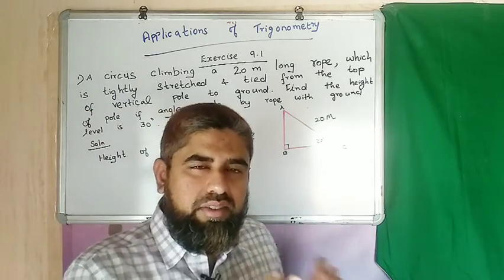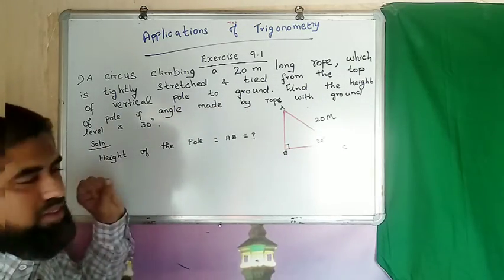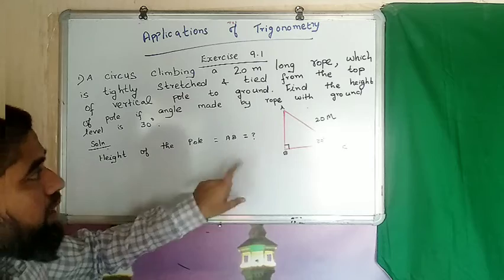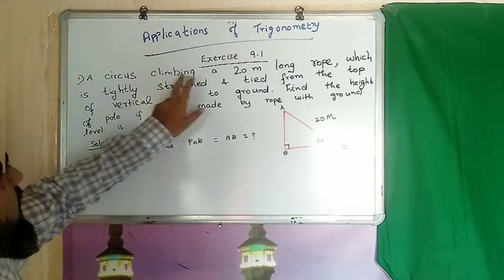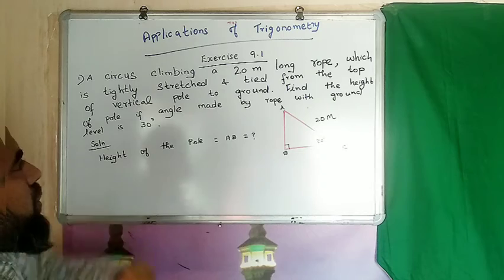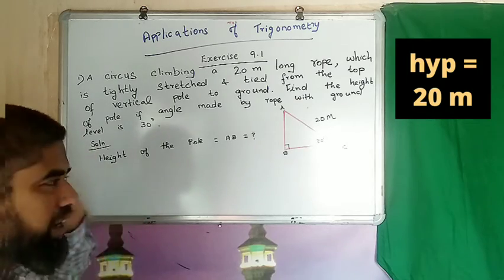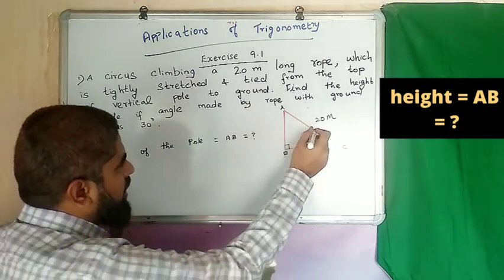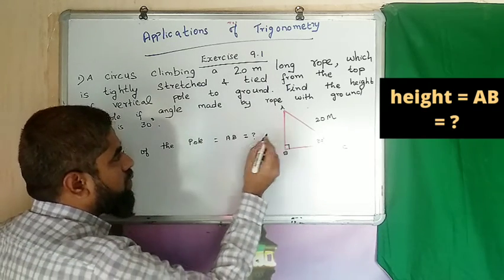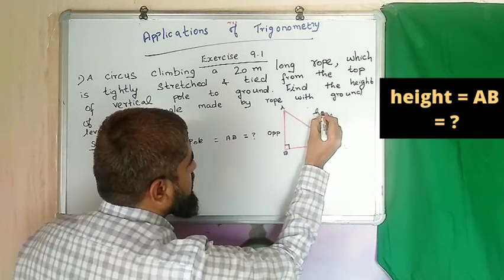Let's go to problems. Here we need to find the height of the pole. This is exercise 9.1, first question, where we need to find the height of the pole, that is AB. In the question, a circus artist is climbing a 20 meter long rope. So the hypotenuse is given as 20 meter and the angle made is 30 degrees. You can also refer to the question for more clarity. So here we need to find this height AB, and they have given 20 meter with respect to 30 degrees.